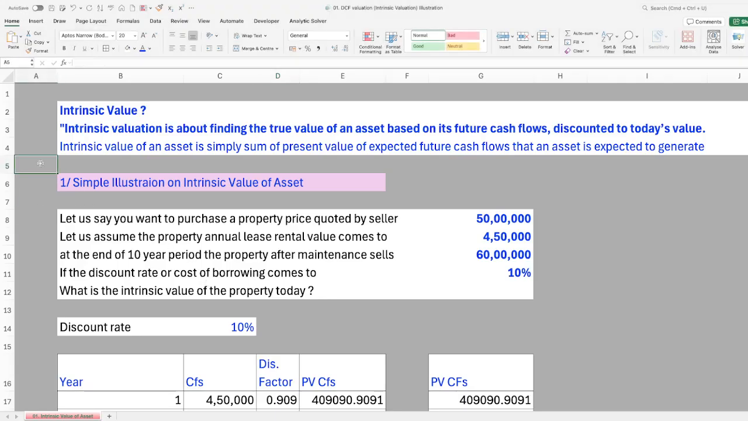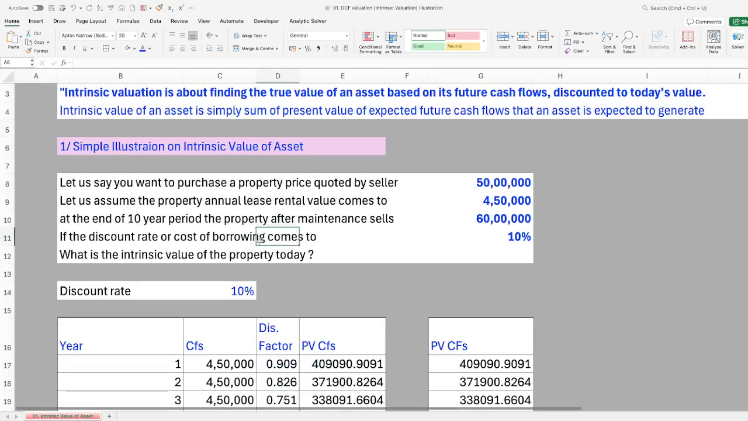So let's quickly understand what is intrinsic valuation. Intrinsic valuation is finding the true value of an asset based on the expected future cash flows that are discounted to today's value. So intrinsic value is simply the sum of all the present values of the expected future cash flows that the asset is expected to generate. Let's take a quick example.